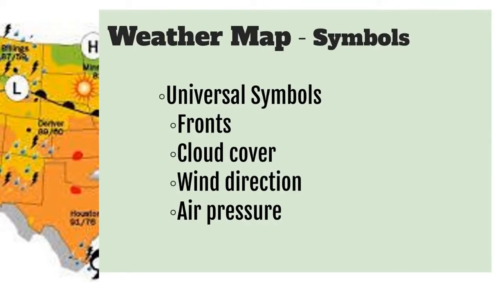So, symbols that you might see on a weather map. These universal symbols are things like fronts, cloud cover, wind direction, and air pressure.